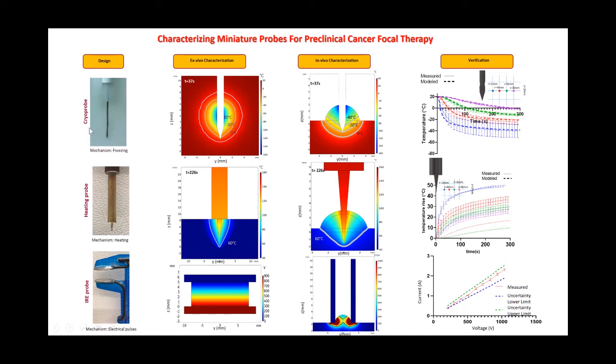They consist of a cryoprobe, which freezes the tissue, a heating probe, which heats the tissue, and an IRE probe, which destroys the tissue by electrical pulses. And then I go ahead and characterize them in porcine liver samples and also in mouse tumors. I do the characterization both experimentally and numerically. What I'm essentially doing is visualizing the energy field distribution around my probes, which in the case of the thermal probes, the cryoprobe and the heating probe, will be the temperature field distribution, and in the case of the IRE probe, will be the electrical field distribution.